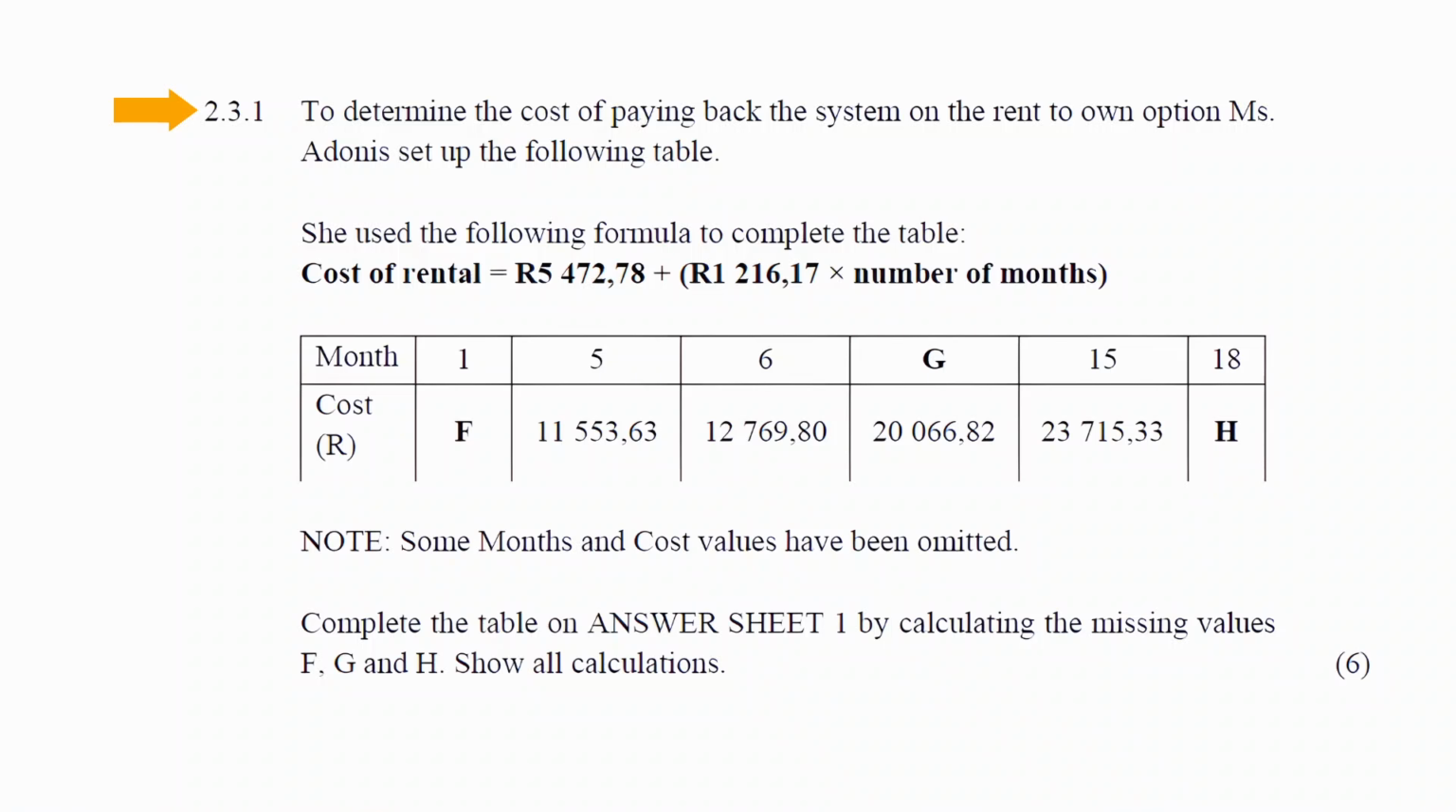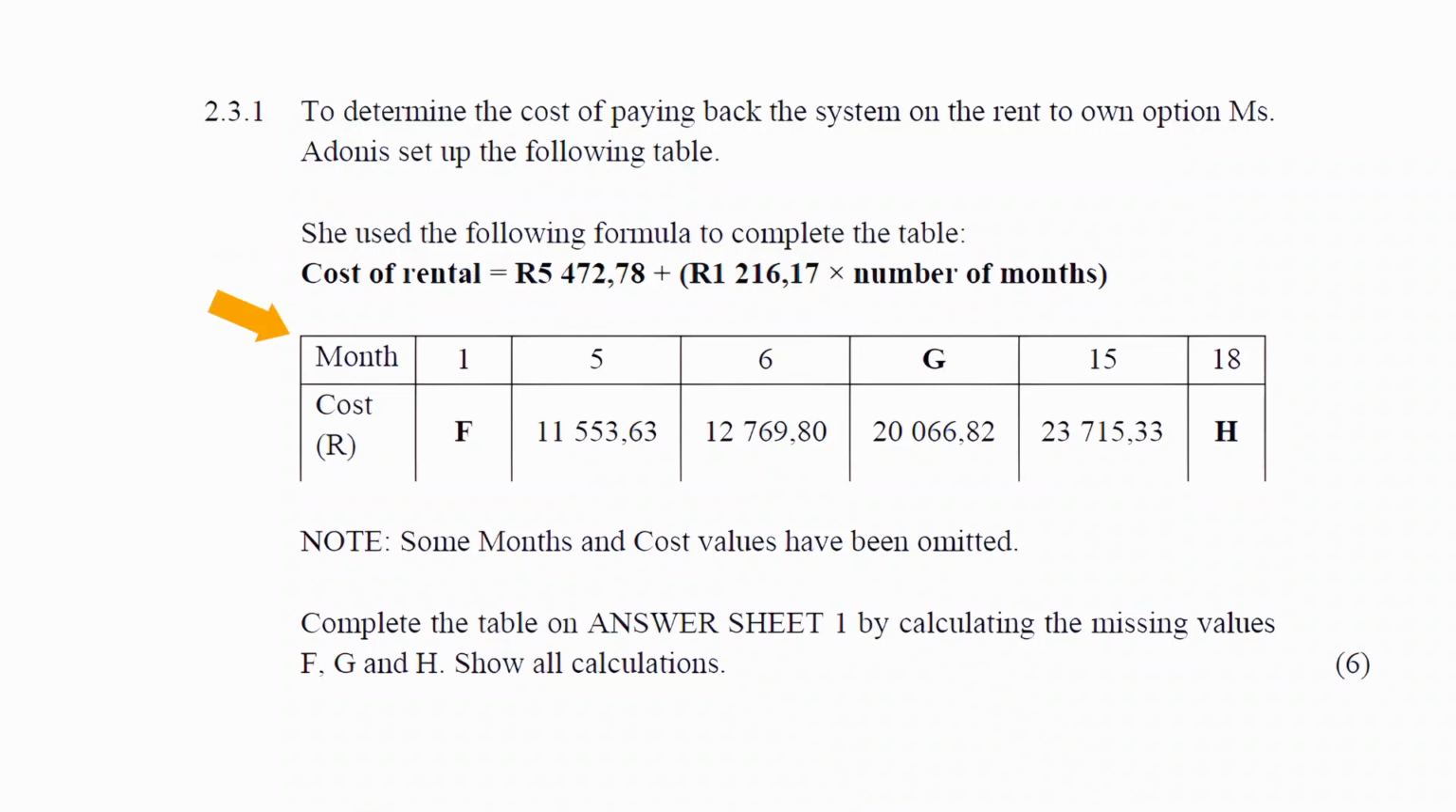Question 2.3.1 states that to determine the cost of paying back the system on the rent-to-own option, Ms. Adonis sets up the following table. She used the following formula to complete the table. The cost of rental equals R5,472.78 plus R1,216.17 multiplied by the number of months.